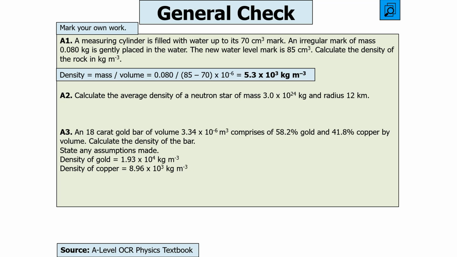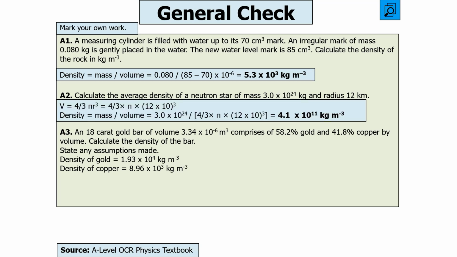We can assume that a star has the shape of a sphere, so we know that V is 4 over 3 pi r cubed. We work in meters, not kilometers, so it's 12 times 10 to the 3, and at this point we do 4 over 3 times pi times 12 times 10 to the 3 all cubed, so that works out our volume. We can then say density is mass over volume, so it's 3 times 10 to the 24 over this volume, so it's 4.1 times 10 to the 11 kilograms per meter cubed.